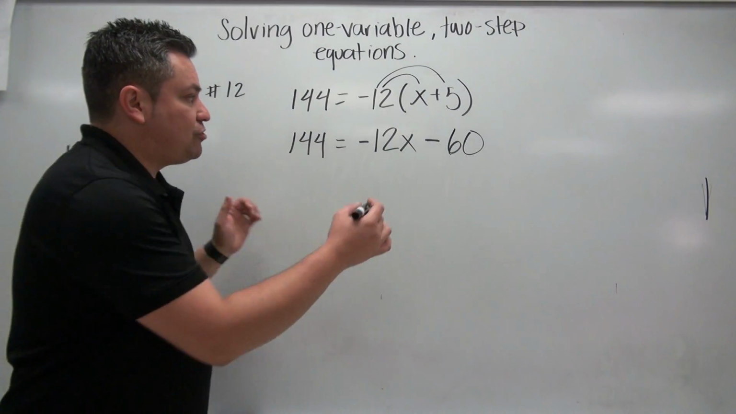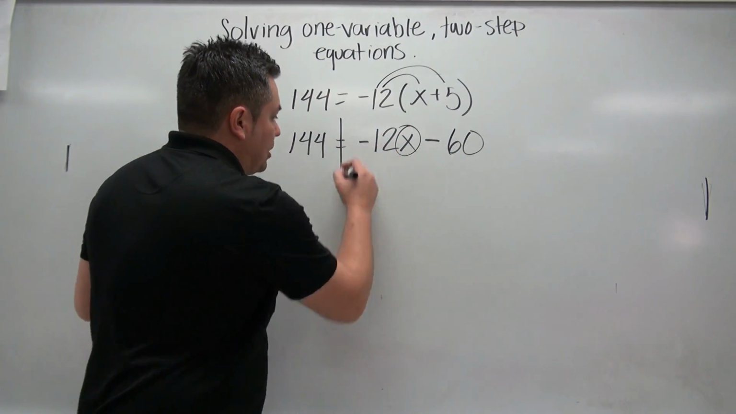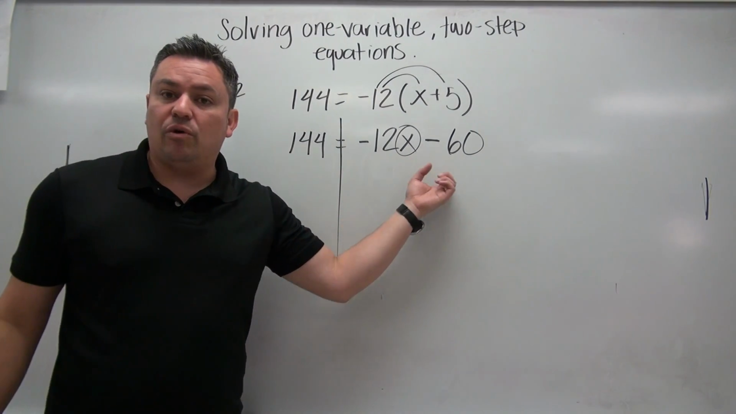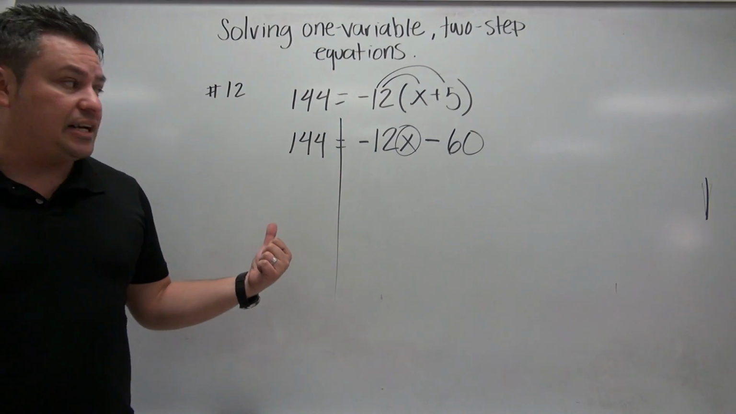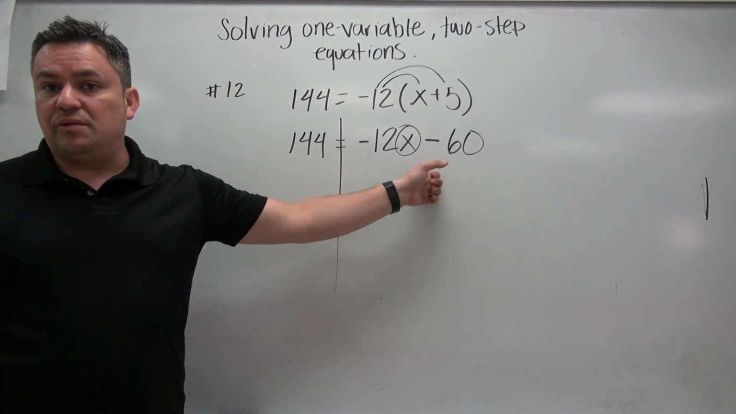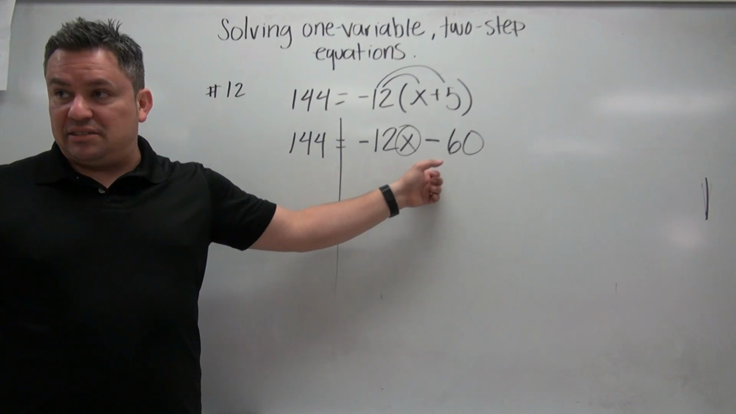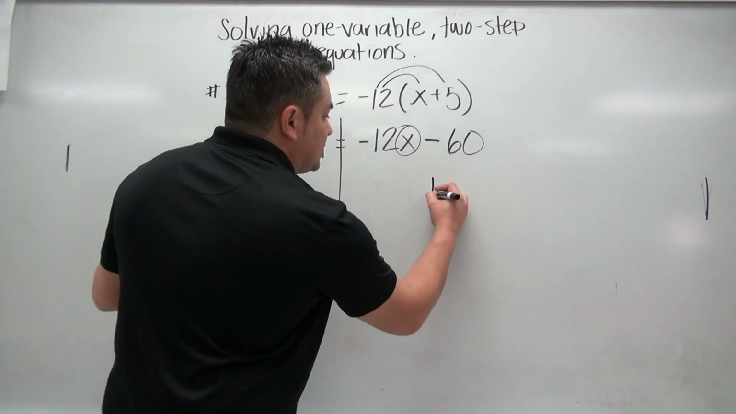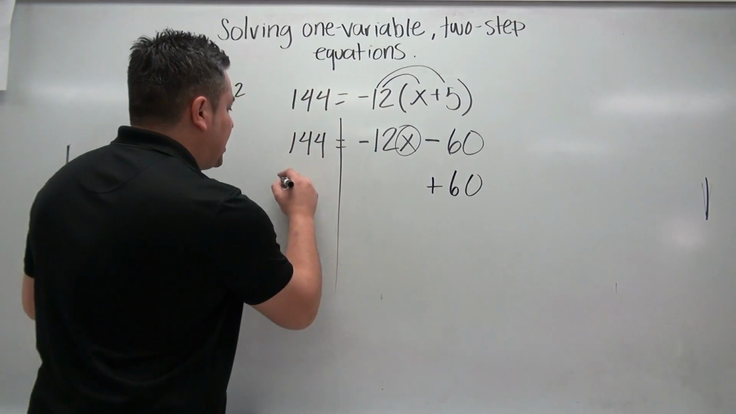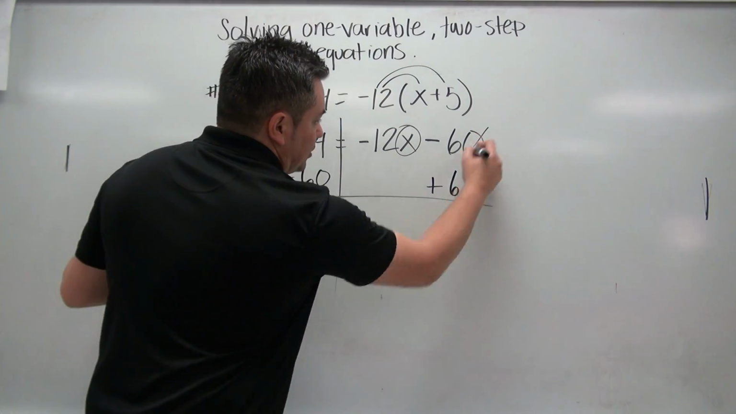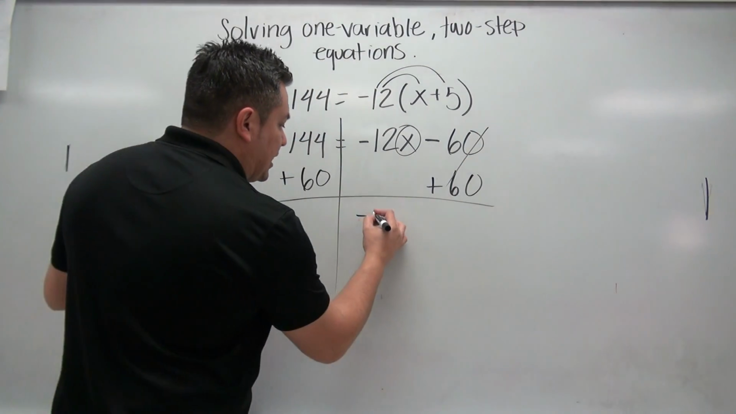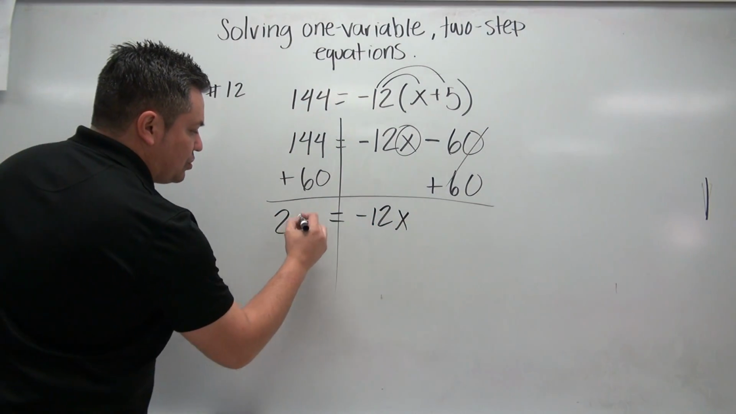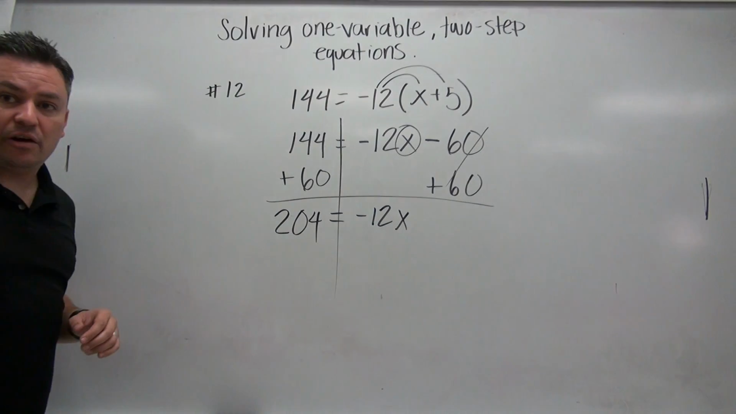So again, I have to isolate x. I'm looking at this side only and getting rid of whatever's farther away from x. What's farther away from x in this case? 60. Positive or negative 60? Negative, so it's minus 60. The opposite of subtraction is plus, so we're going to add 60. And what I do to one side, I do to the other. That cancels out, and you're left with negative 12x equals 204. Everybody agrees so far?